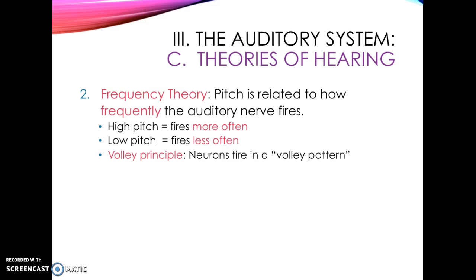So the idea with the frequency theory is that you have these neurons firing in a volley pattern. The more they're firing back and forth, the faster they go, the higher the pitch. And they trade off with each other, hence it's called a volley. It's very similar to volleyball, where you volley back and forth at the net. That's the idea, that they're going back and forth.